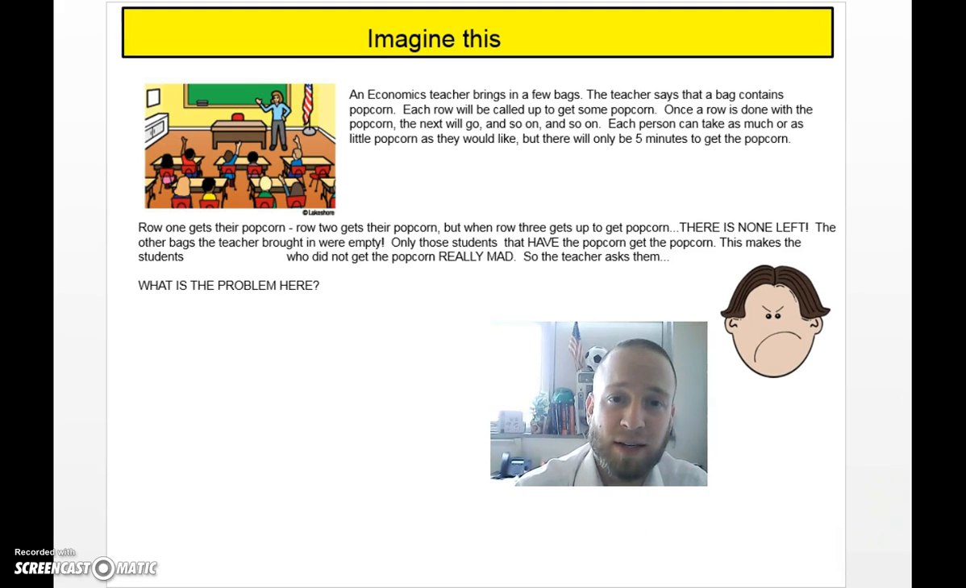So row 1 gets up and gets their popcorn. Row 2 gets their popcorn as well. But when row 3 gets up to get the popcorn, there's nothing left in the bag. The other bags the teacher brought are actually just empty or filled with paper. Only the students that have the popcorn get the popcorn. This makes the students who did not get the popcorn really mad. So I asked them, what is the problem here? What is the problem in this scenario?